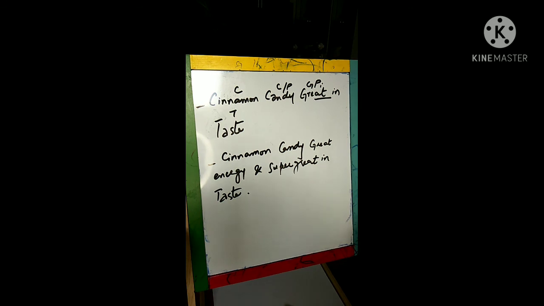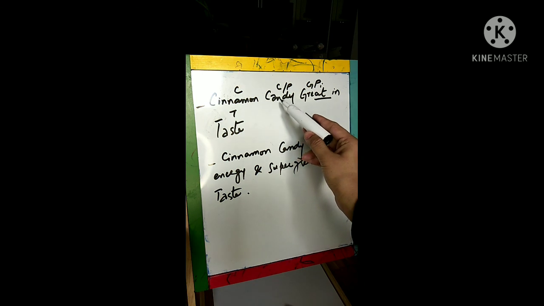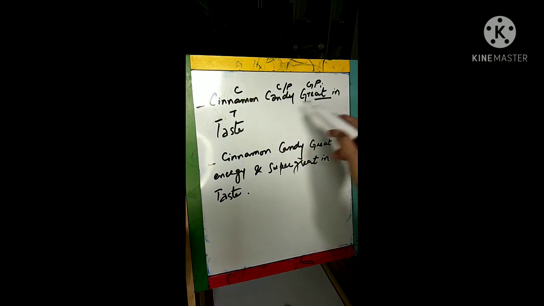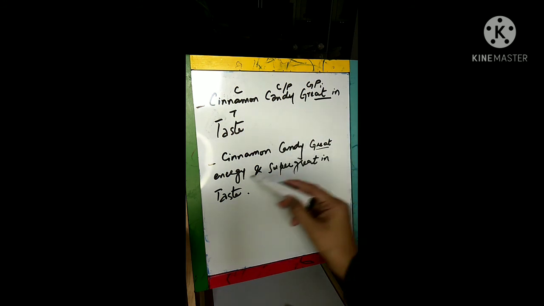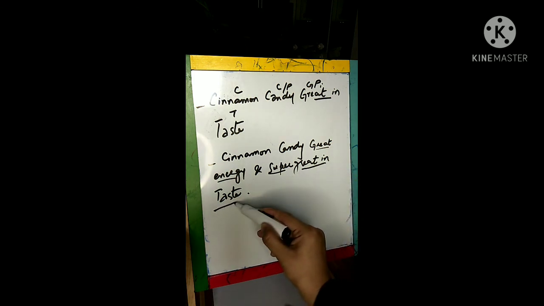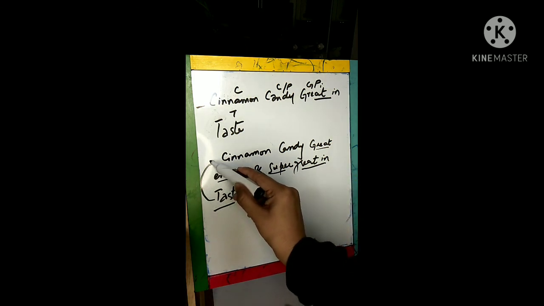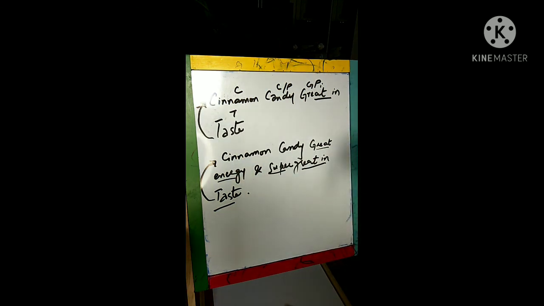So next here comes the mnemonics. Cinnamon candy great in taste. Cinnamon for the cortex, candy for caudate and putamen, great for globus pallidus internus, in and T for thalamus. The next is cinnamon candy, great energy and super great in taste. Cortex, caudate putamen, globus pallidus externus, subthalamus, globus pallidus internus, then thalamus. And then from thalamus, the signal goes to the cortex again.